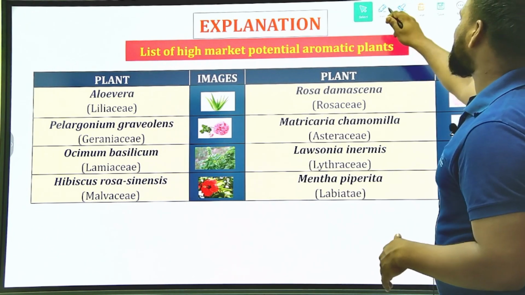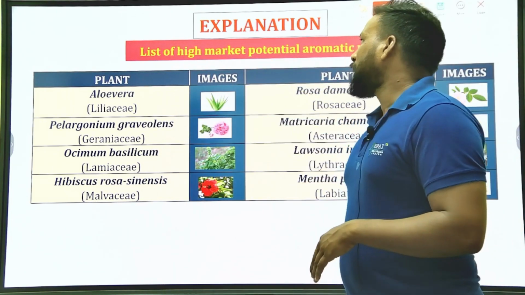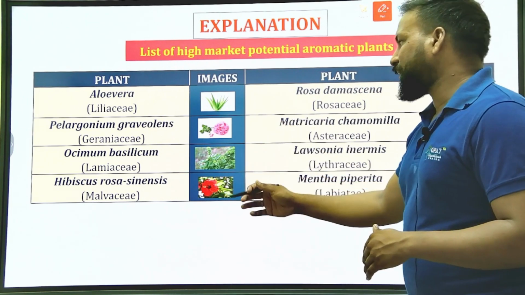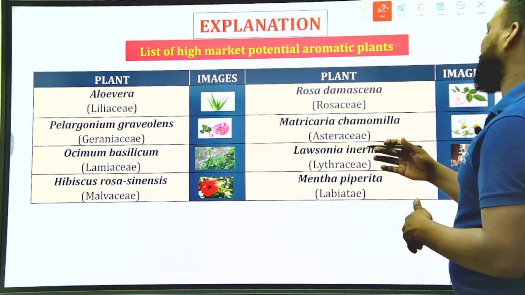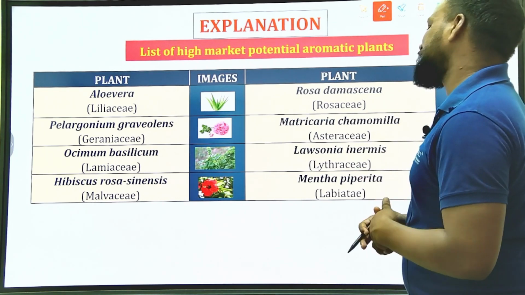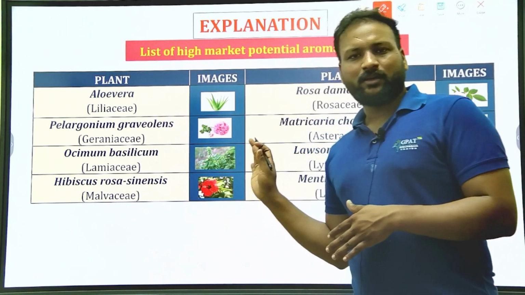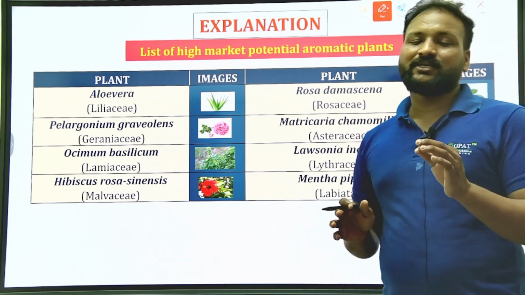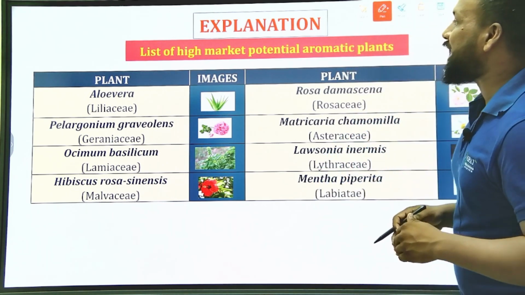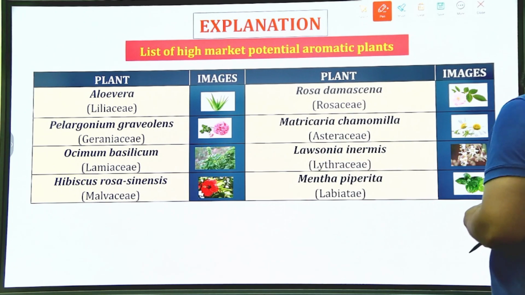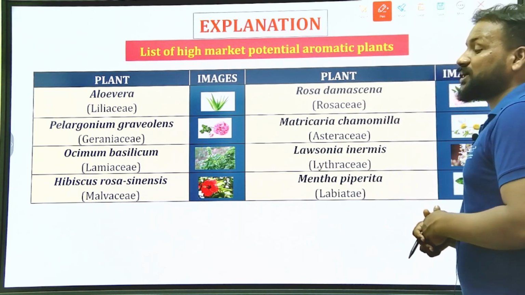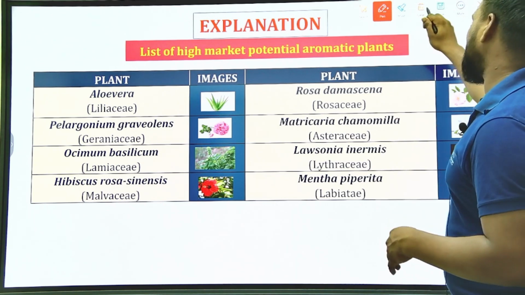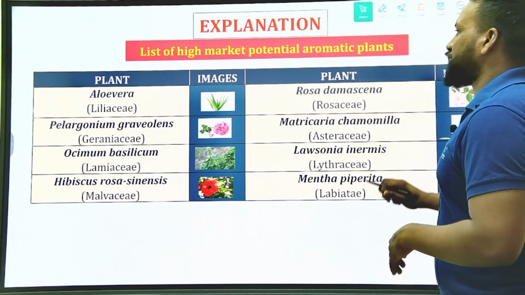because all these are aromatic plants: aloe vera, Rosa damascena, Matricaria chamomilla, Lawsonia inermis, Mentha piperita. All these are aromatic plants, whereas Glycyrrhiza glabra, liquorice, is an anti-diabetic drug, and it is also used as a bronchodilator. Clear? Yes. Next question of the series.